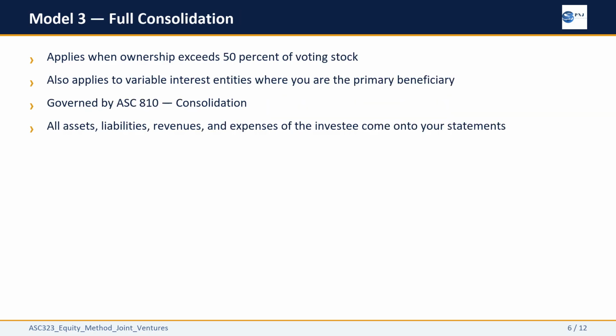The third model is full consolidation. When you own more than 50% of the voting stock, or when you are the primary beneficiary of a variable interest entity, you have a controlling financial interest. Under Accounting Standards Codification 810, you bring every asset, every liability, every revenue line, and every expense of that investee directly onto your consolidated financial statements. This is the most powerful model because the investee financial results are completely absorbed into yours. The equity method sits right between the cost method and consolidation, influential but not controlling.